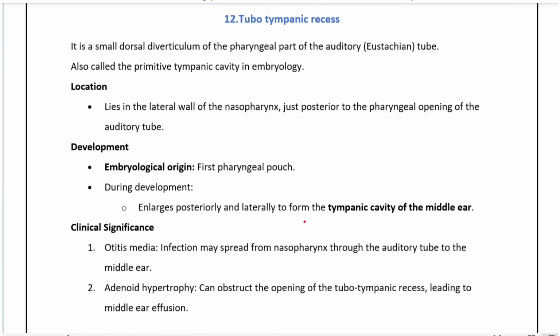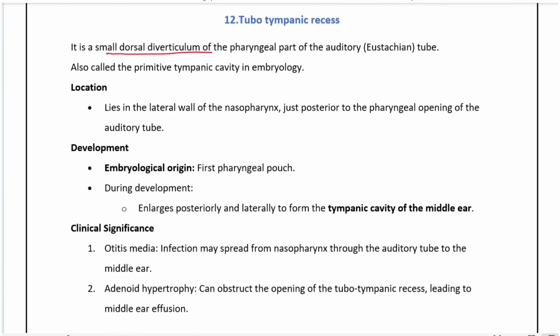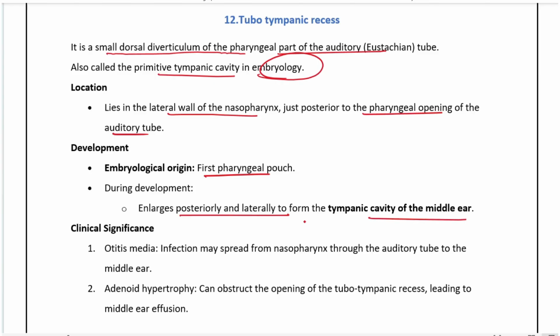That is tubotympanic recess. Okay, it's a small dorsal diverticulum of the pharyngeal part of the auditory or the Eustachian tube. It's also called the primitive tympanic cavity in embryology. Location, it lies in the lateral wall of the nasopharynx, posterior to the pharyngeal opening of the auditory tube. It develops from the first pharyngeal pouch. During development, it enlarges posteriorly and laterally to form the tympanic cavity of the middle ear. Clinical significance, otitis media infection may spread from the nasopharynx to the auditory tube. Adenoid hypertrophy, whenever there is hypertrophy of the adenoids, it can obstruct the opening of the tubotympanic recess, which leads to middle ear effusion.